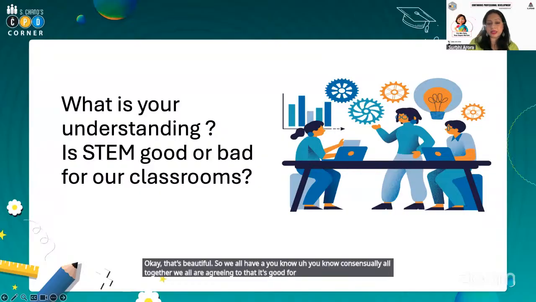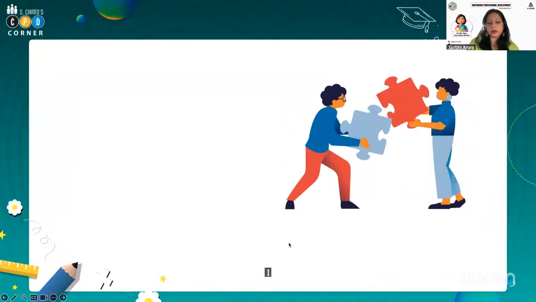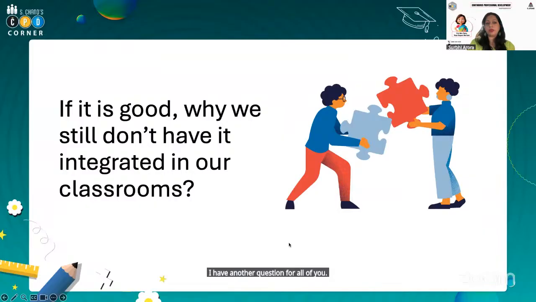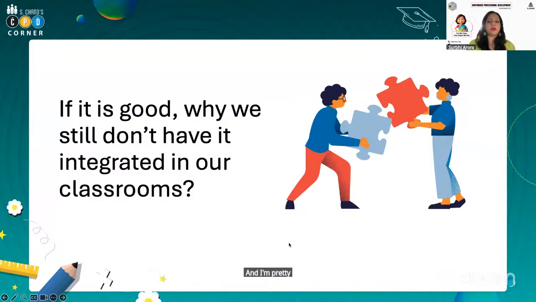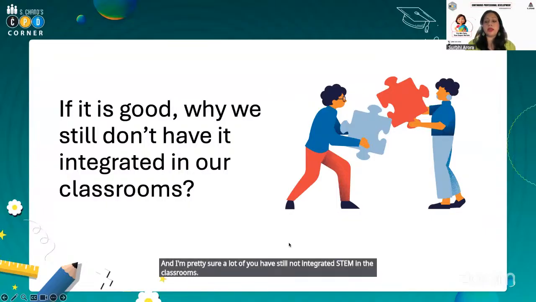If that is the case, I have another question for all of you. If it is good, why do we still not have it integrated in our classrooms? I travel a lot, guys. Don't tell me that, ma'am, you've already done it. I have a lot of teachers from various schools in the country, and I'm pretty sure a lot of you have still not integrated STEM in the classrooms. So can you tell me why a lot of classrooms are still not integrated?